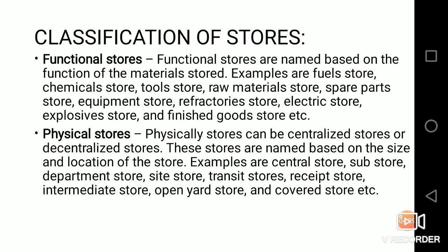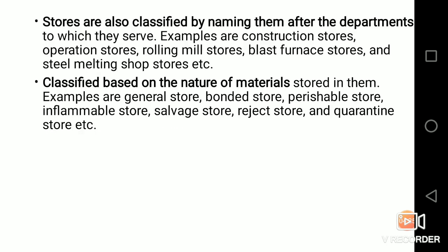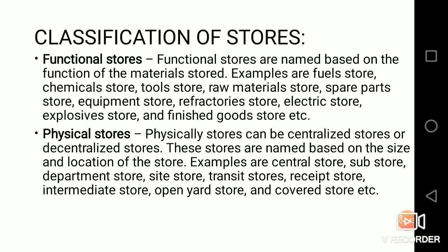The next one, we are going to see about the classifications of stores. Here we have functional stores, physical stores, and other stores based on their department names and the nature of materials. First we are going to see the functional stores. It is based on the function of the material that is stored in the store. For example, fuel store, chemical store, tool store, raw material store, spare part store, equipment store.